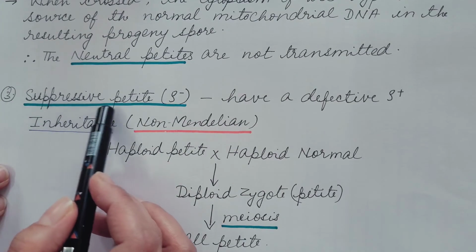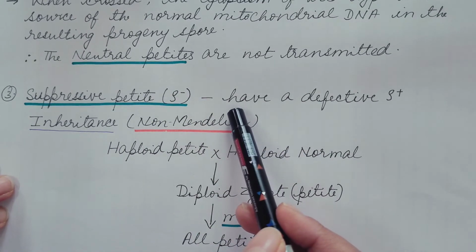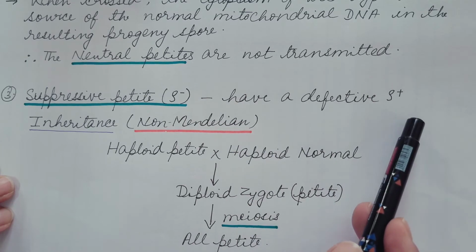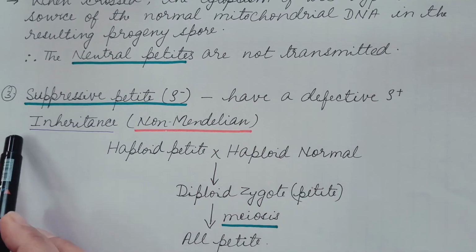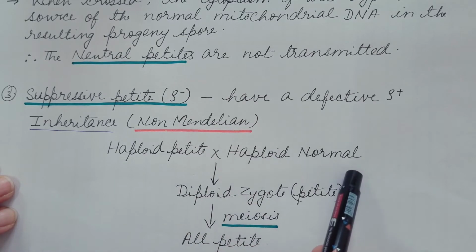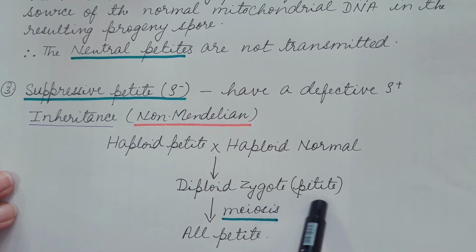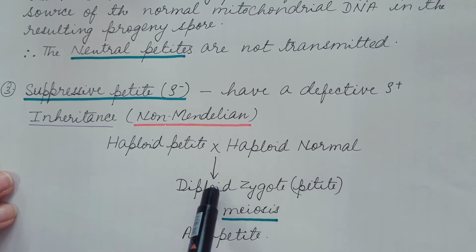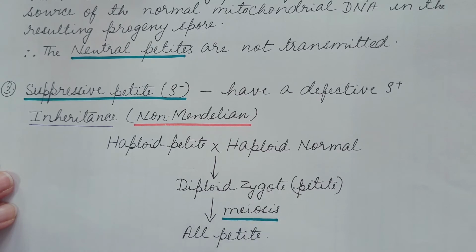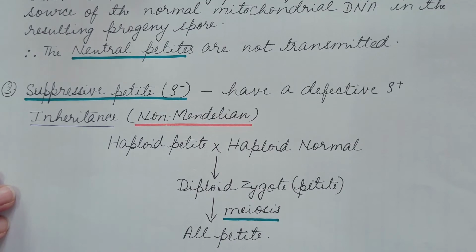Now the next is suppressive petite, which is represented by rho minus. This has the defective rho factor. Let us see its inheritance pattern when the haploid petite is crossed with the haploid normal. We get the diploid zygote, which is petite. And when this zygote undergoes zygotic meiosis, we get progeny which are all petite. So here also it shows the non-Mendelian pattern of inheritance.